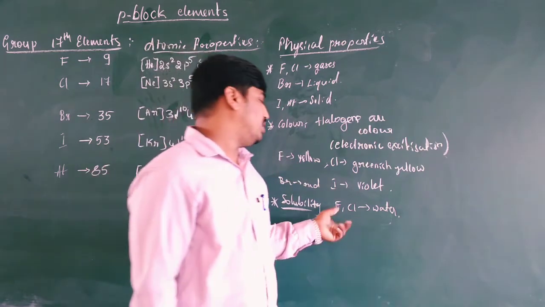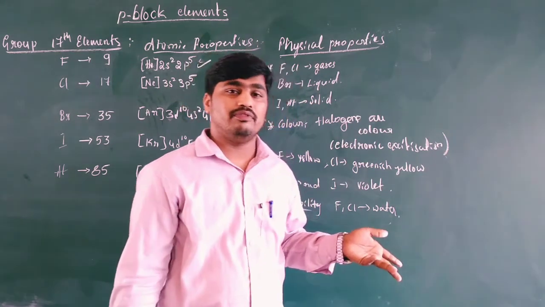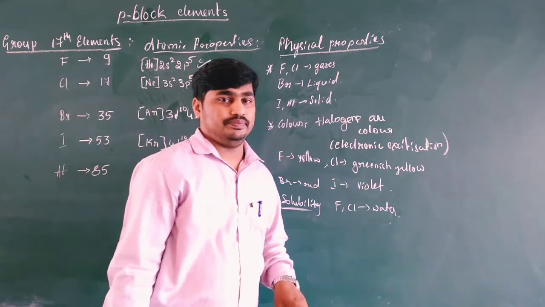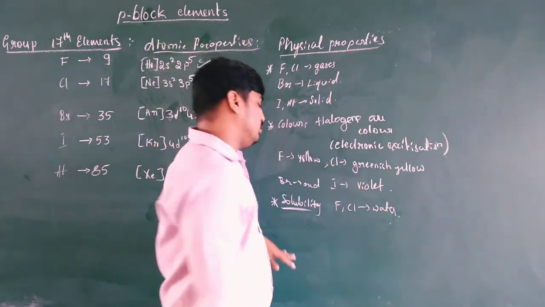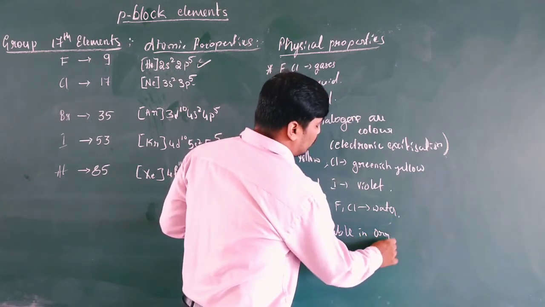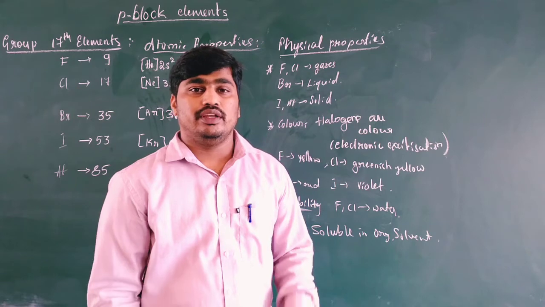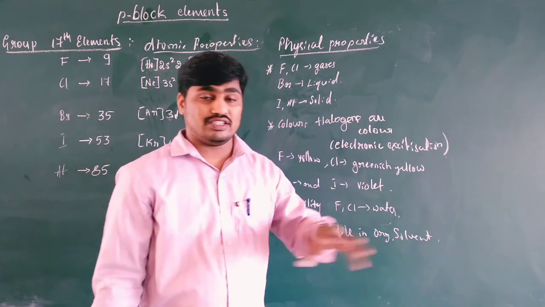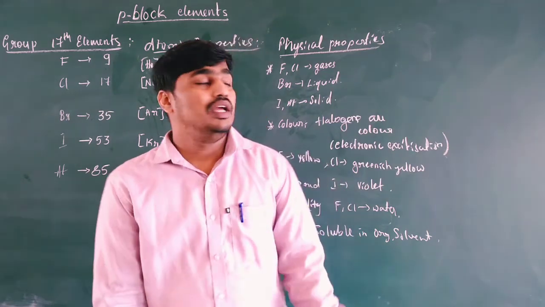If a small quantity of fluorine or chlorine is dissolved, more than 100 ppm, then it becomes fluorinated water and chlorinated water. So fluorine and chlorine are soluble in water, and bromine, iodine and all halogens are soluble in organic solvents, like benzene and carbon tetrachloride. When we use benzene or carbon tetrachloride as solvent, halogens are completely soluble.